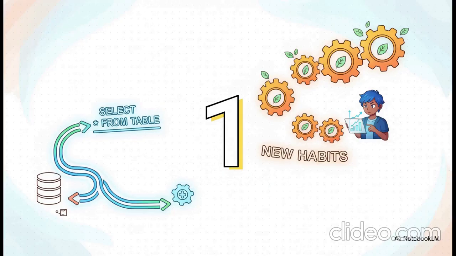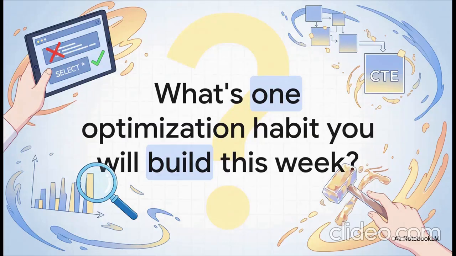So how do you start? Simple. You start with one small change, one new habit. So, I'm going to leave you with this question. What is the one optimization habit you are going to build this week? Maybe it's finally, for good, abandoning SELECT *. Or maybe it's trying out your platform's query profiler for the first time. Or maybe it's taking one of those ugly subqueries and refactoring it into a clean CTE.